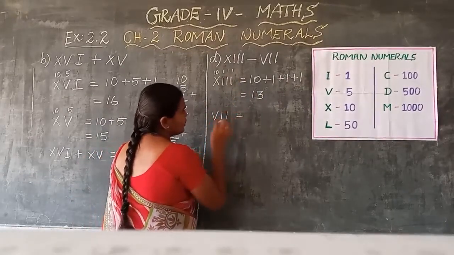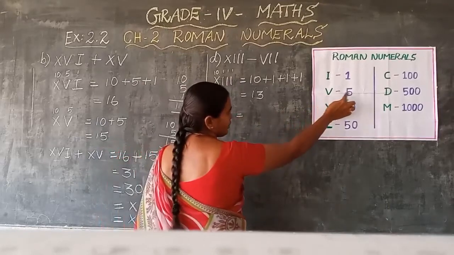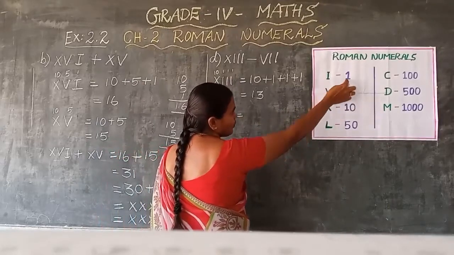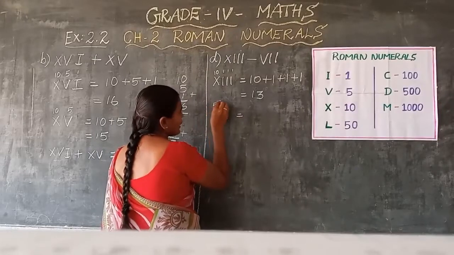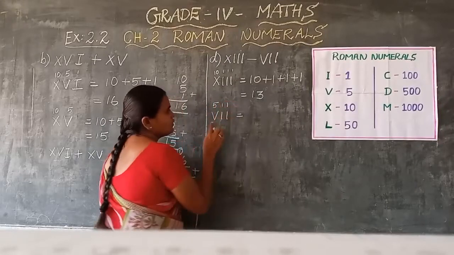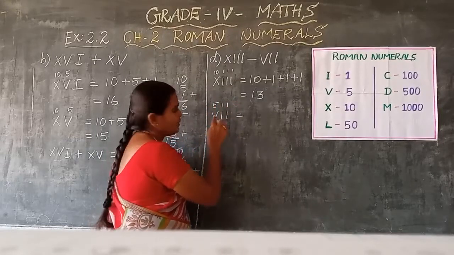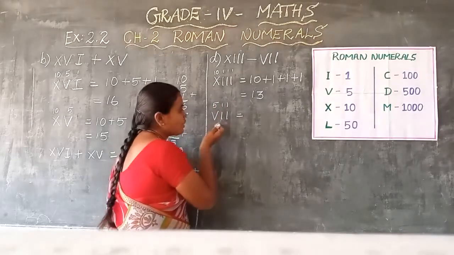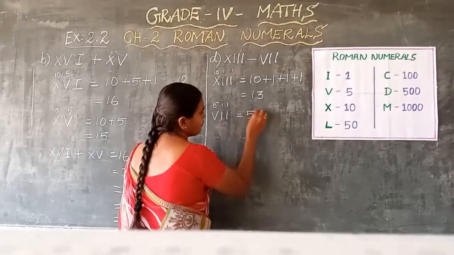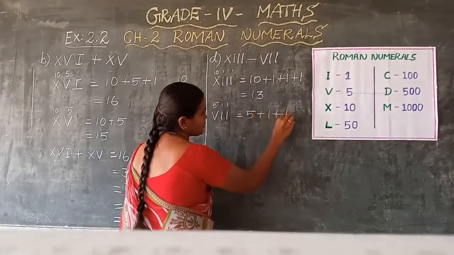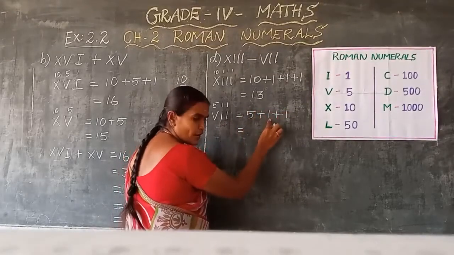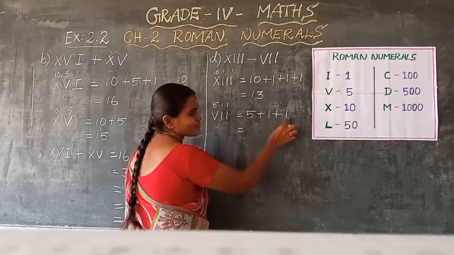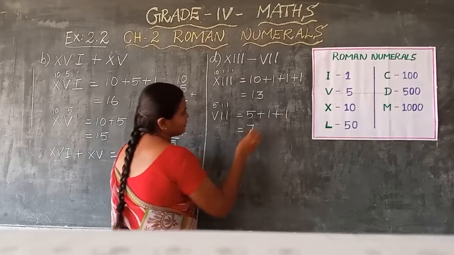Next, VII. What is the value of V? 5. I is 1. So 5, 1, 1. Which is the greatest number? 5. The small numbers are on the right side, so addition: 5 plus 1 plus 1. 5 plus 1 is 6, 6 plus 1 is 7.